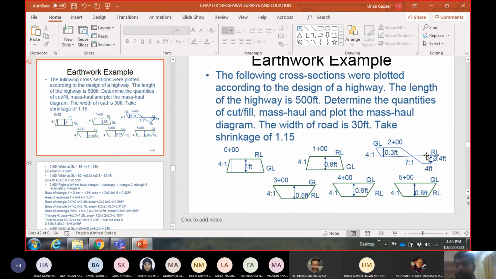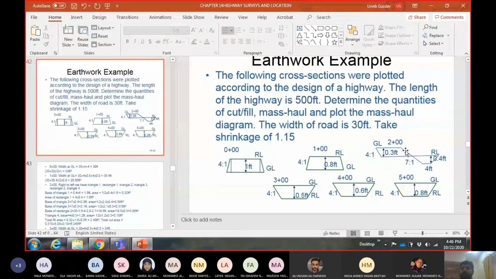I will start from the right hand side. On the right hand side, road level is higher, ground level is lower. So the quantity will be fill. I will start from this side. Okay, so this side I have the side slope. The height is 0.4 and the side slope is 4:1. So I apply the same technique here, but I will not multiply by 2, because here the slope is different.